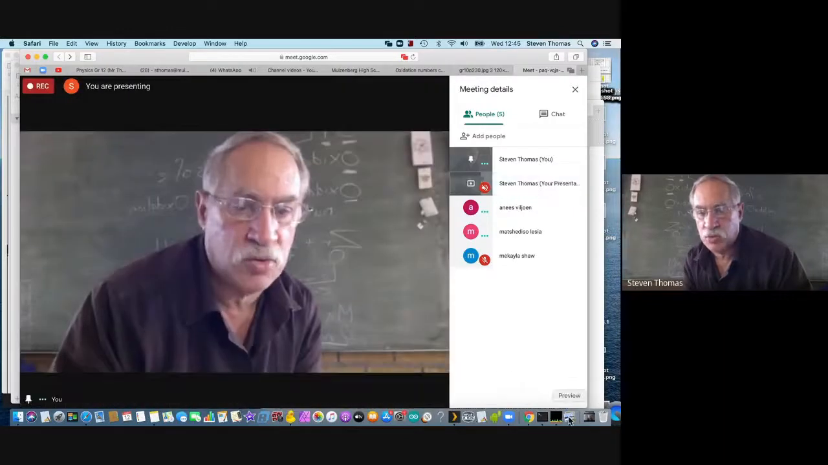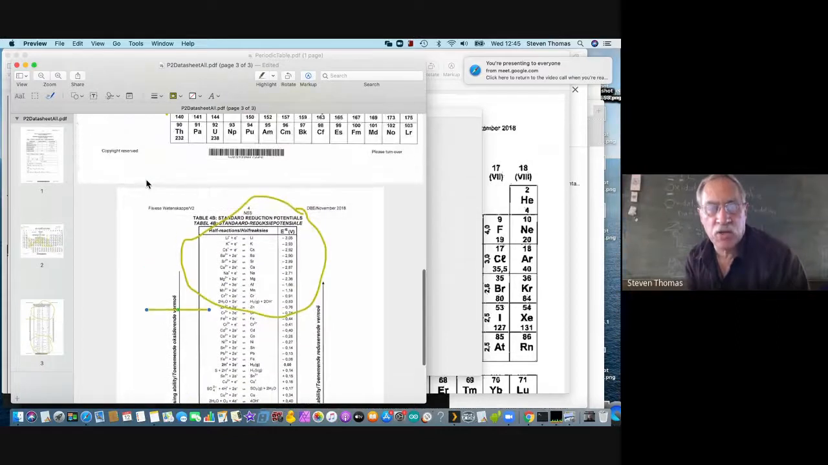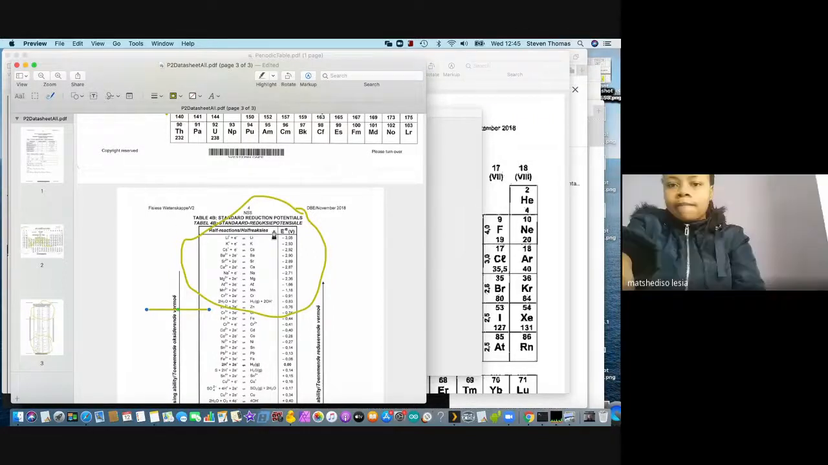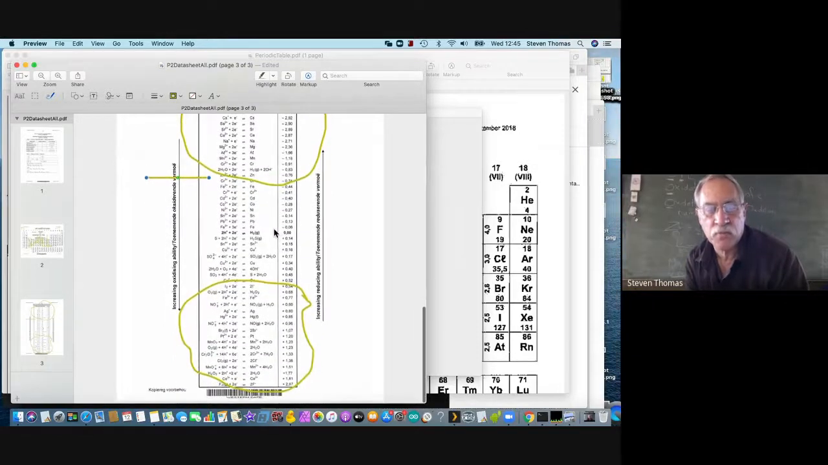Okay, sorry, guys. Here is your best BFF. Here is a standard reduction potential table that you're going to have to become familiar with in grade 10, 11, and 12.